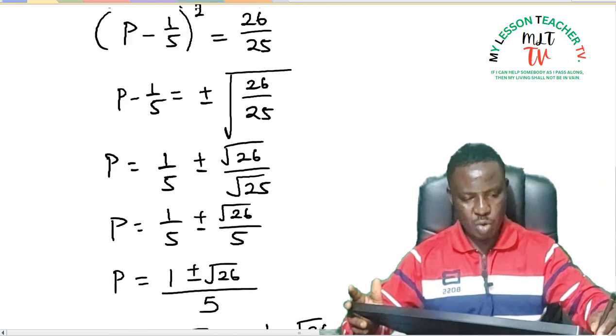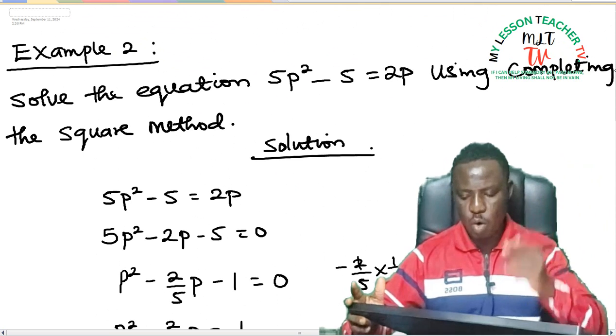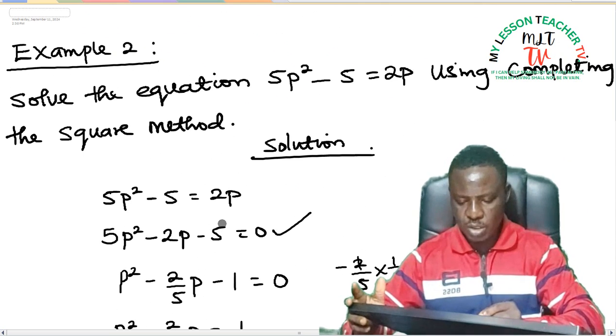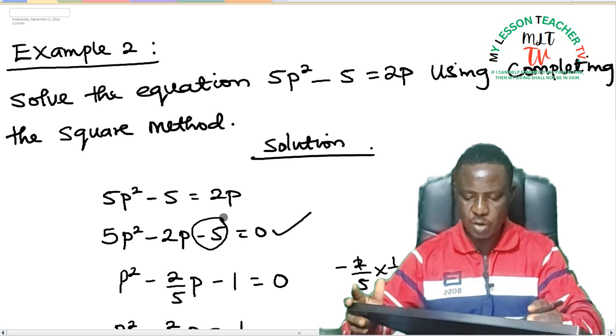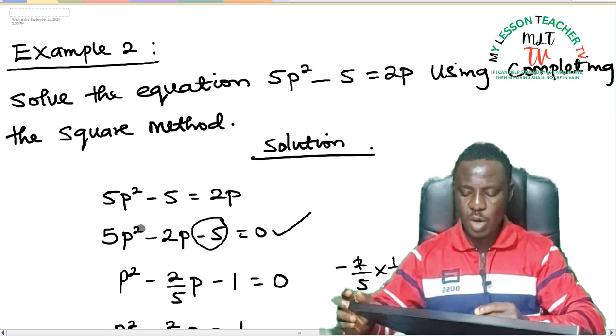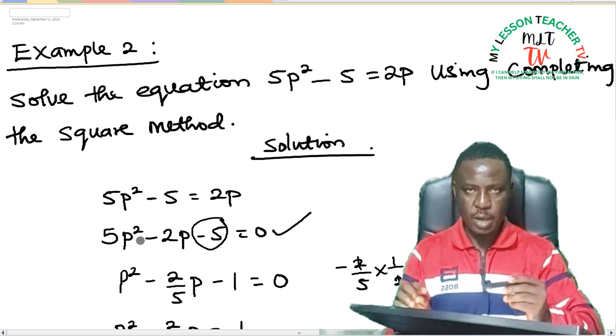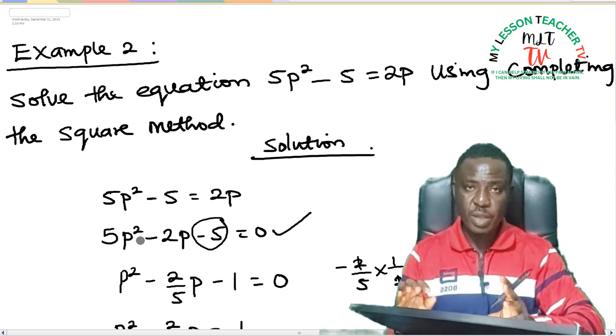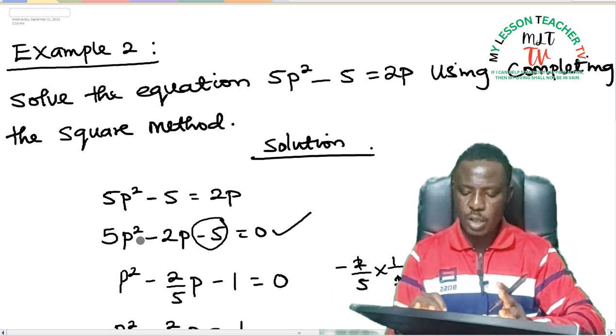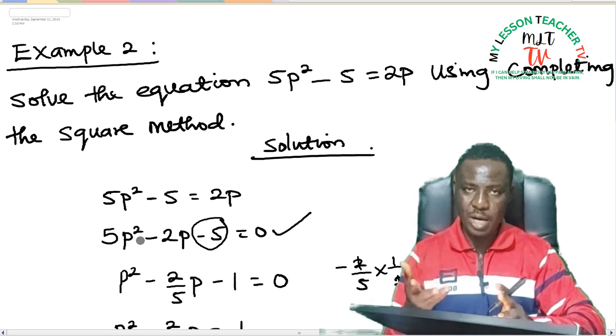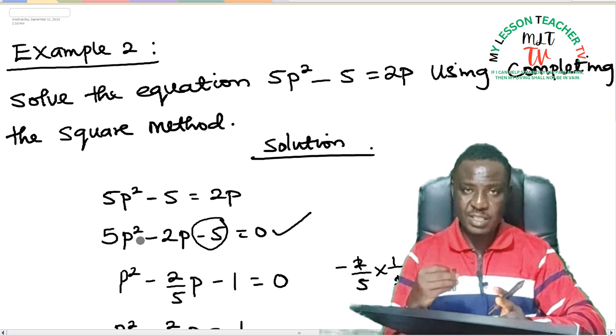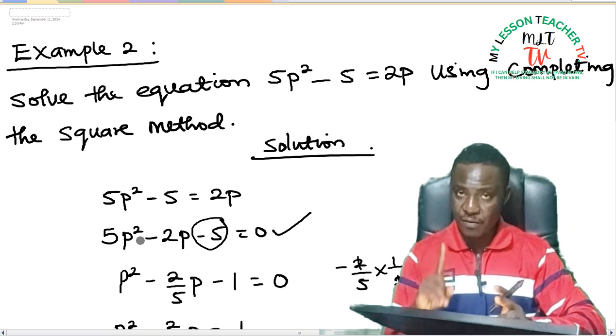So what you need to do in the completing the square method is to take the following steps. 1, when you have the equation, move the constant term to the right hand side of the equation. If the coefficient of p squared is not 1, you have to ensure that the coefficient is a perfect square. In this case it is not a perfect square because 5 is not a perfect square. So I have to divide all through by 5, and I have 1, and 1 is a perfect square because the square root of 1 is still 1. That's why we always divide by the coefficient of the first term if it is not 1 or a perfect square.